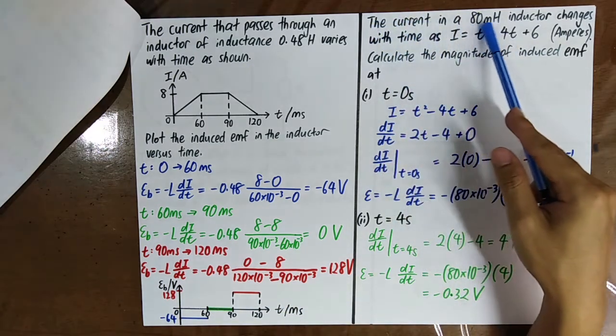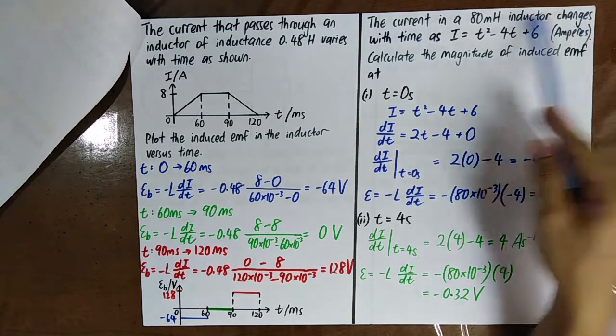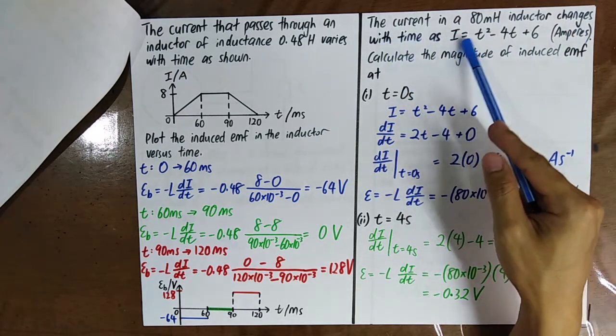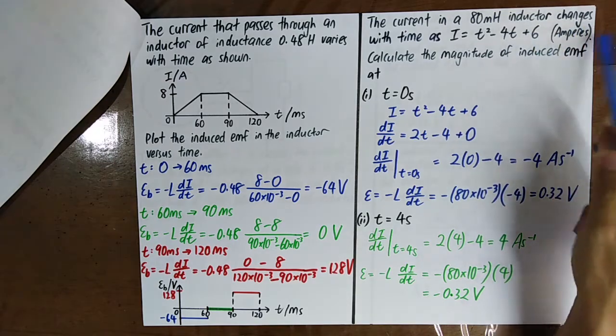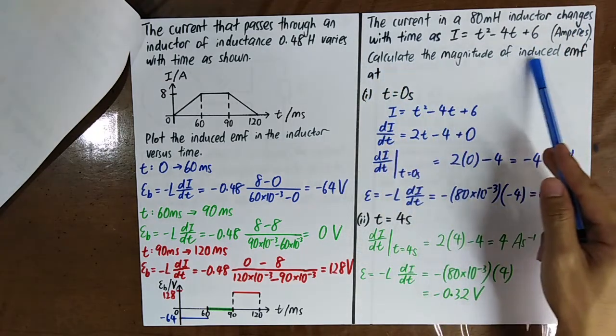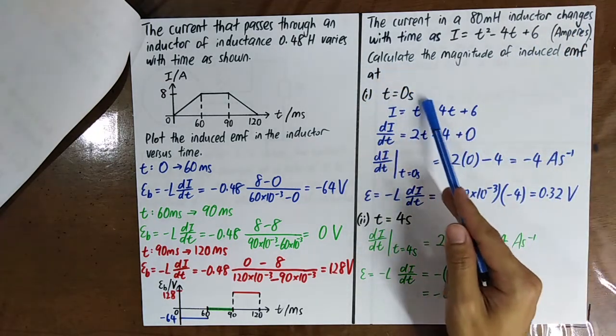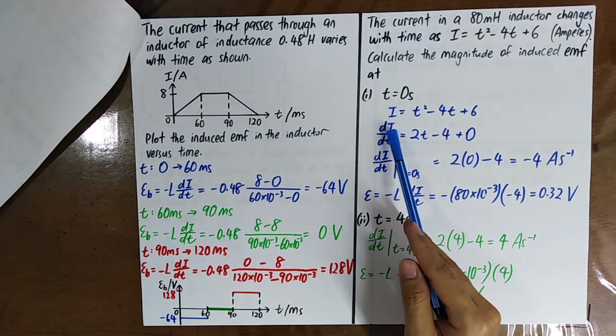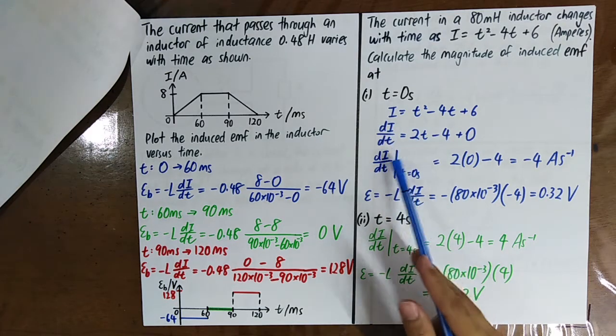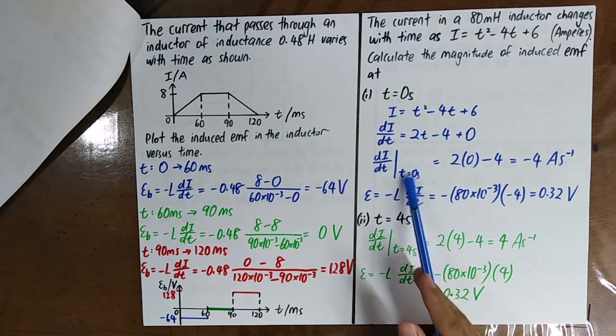The current in the 80 mH inductor changes with time as i(t) equals t squared minus 4t plus 6 amperes. Calculate the magnitude of induced EMF at time equal to 0. Okay, so i is this. You differentiate it with respect to time, therefore you can get di/dt.